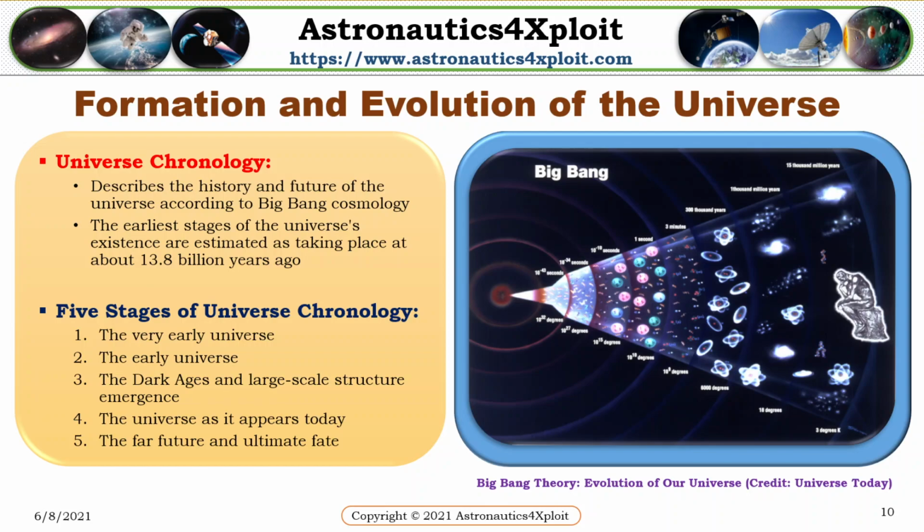Formation and evolution of the universe. Universe chronology describes the history and future of the universe according to Big Bang cosmology. The earliest stages of the universe's existence are estimated as taking place about 13.8 billion years ago. The 5 stages of universe chronology are the very early universe, the early universe, the dark ages and large-scale structure formation, the universe as it appears today, and the far future and ultimate fate.